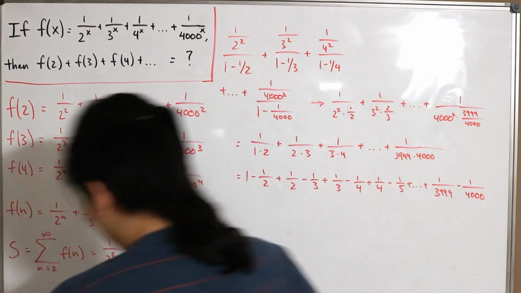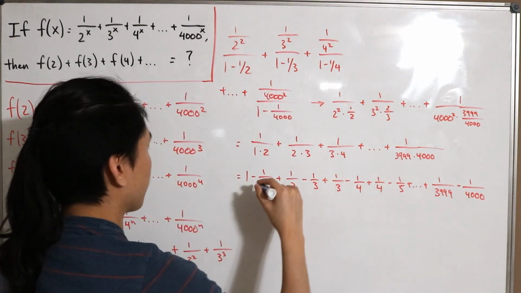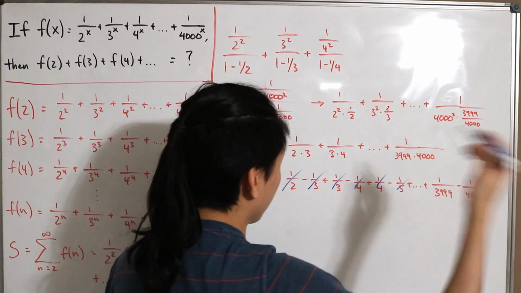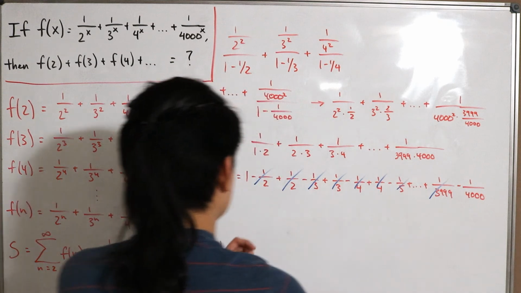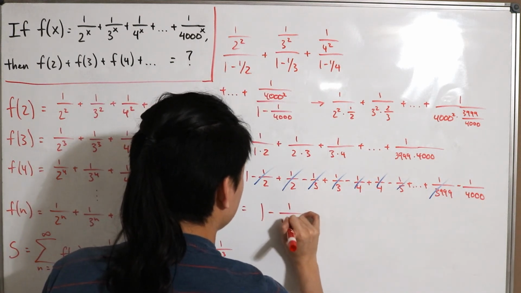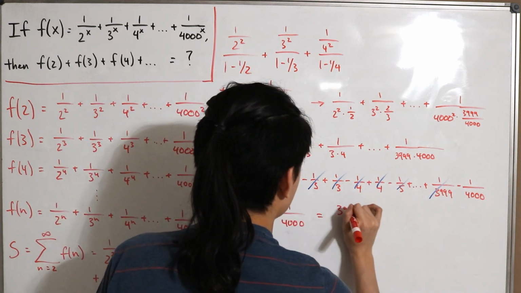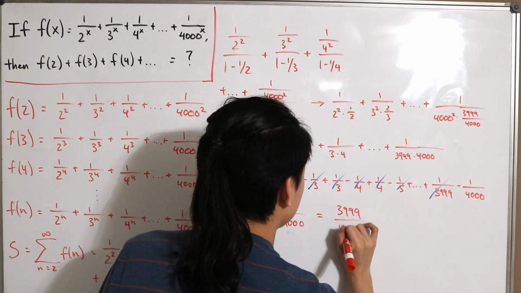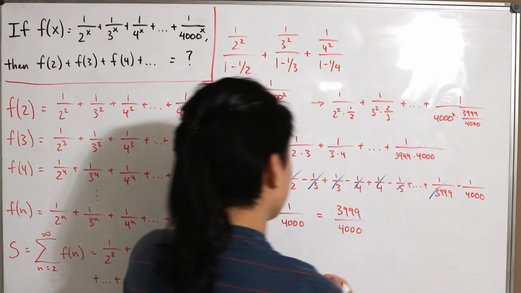And as you see over here, we have some terms canceling out, so this is a telescoping series. The halves cancel, then the 1 over 3's, the 1 over 4's, 1 over 5's, keep going, so on and so forth, and then the 1 over 3,999 cancels. Now we're just left with 1 minus 1 divided by 4,000. And therefore, with this simple math, we can see that the sum of the function f of n from 2 all the way up to infinity is going to equal 3,999 divided by 4,000, and just like that, we are done.